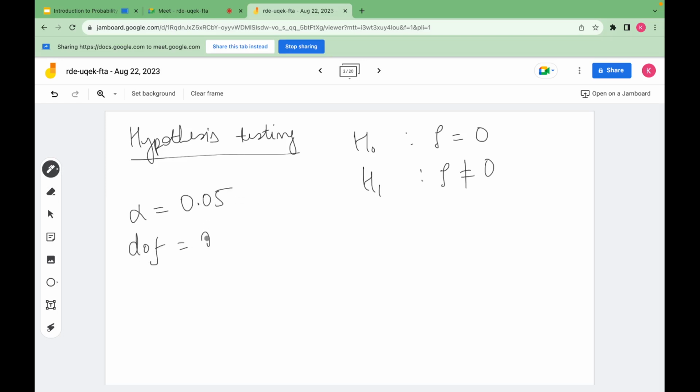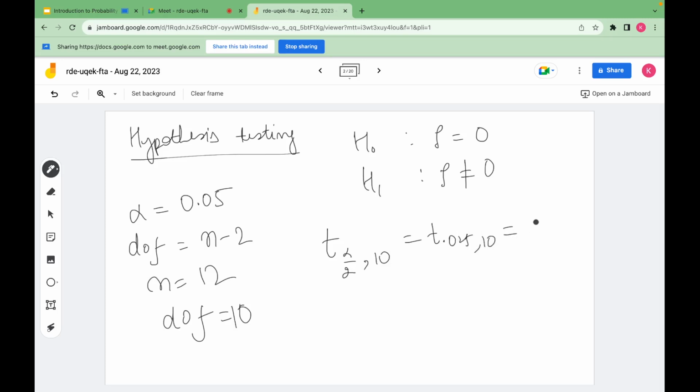Degree of freedom will be n minus 2. N is equal to 12, so degree of freedom will be 10. So I am taking this t test. So t alpha by 2 comma df is 10, which is t 0.025 comma 10. This value comes out to be 2.228.